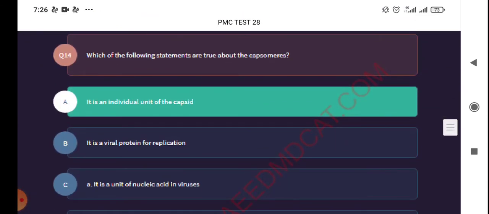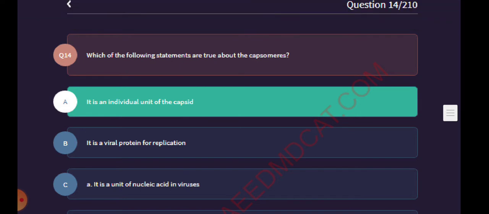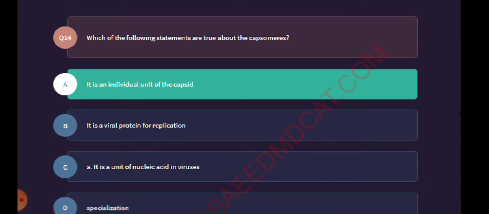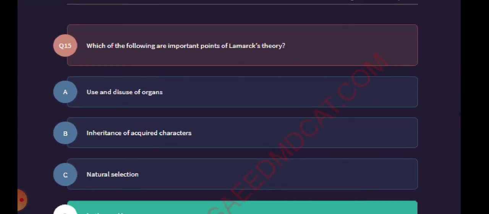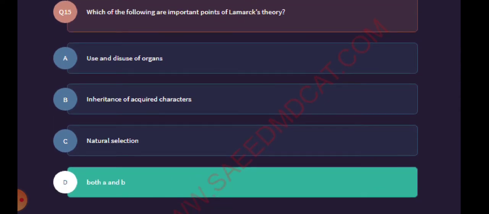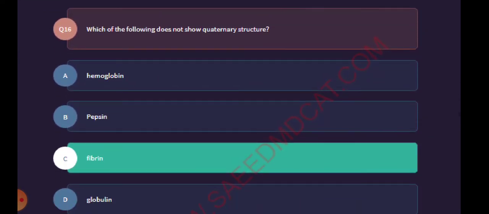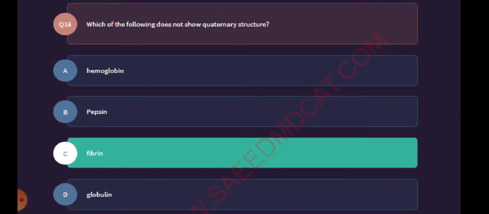Which of the following statements are true about the capsule? It is the individual unit of the capsule. Which of the following are important points of Lamarck's theory? Use and disuse, both A and B. Which of the following does not show quaternary structure? Fibrin, hemoglobin, pepsin, globulin. Fibrin.